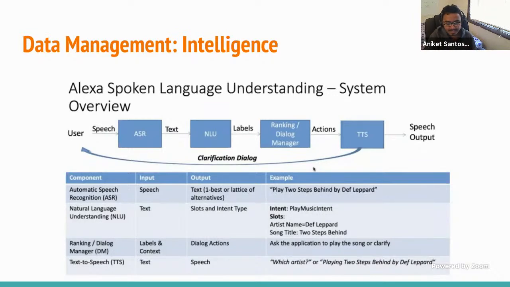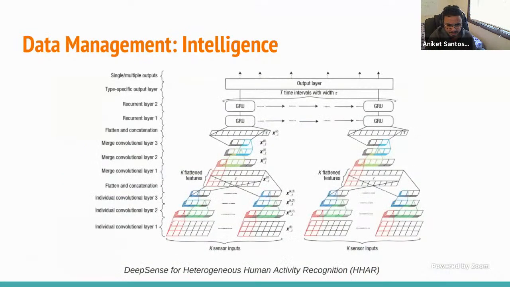But if we have different kinds of sensors, then we can have architectures which are specialized for sensor data. So this is one of the upcoming architectures, DeepSense, for human activity recognition, which takes in accelerometer and gyroscope data and predicts actions for each specific interval. I won't go into the details of this, but there are specialized architectures for handling sensor data.